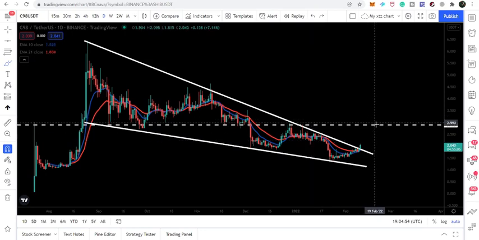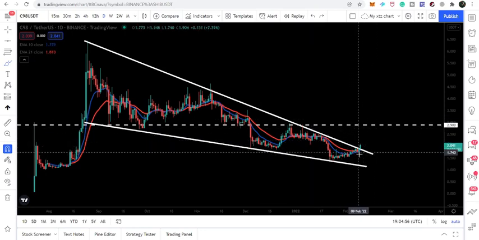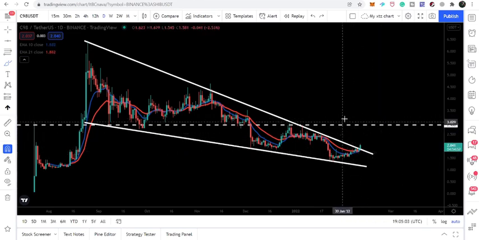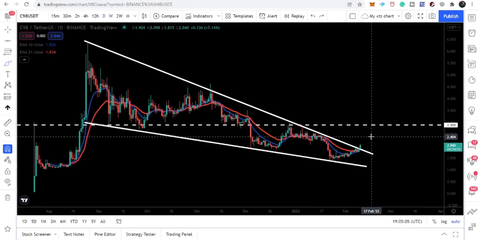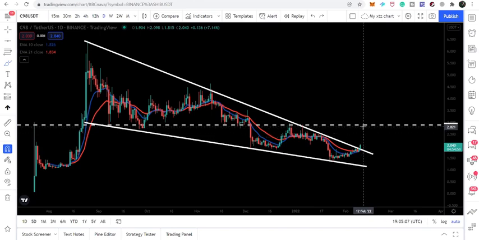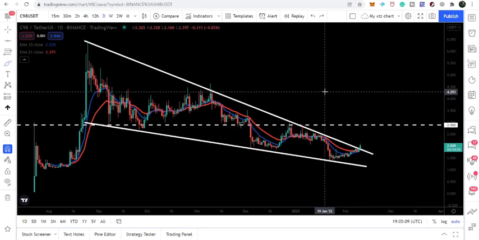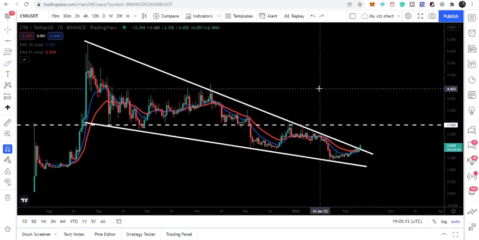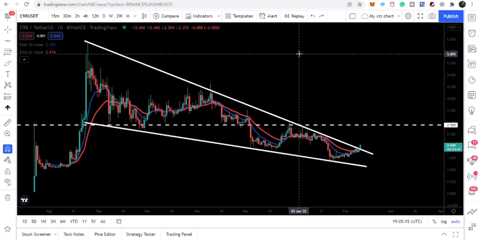But after breaking out this resistance of the falling wedge and having the support of the EMA 21 and 10, it's possible that the price line will easily break out this resistance of $2.90. However, this is really very strong resistance. Then our next resistance will be approximately here at $4, $5.30 approximately, and this will be the final resistance here approximately at $5.90.